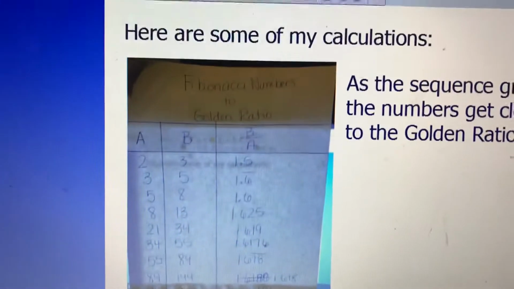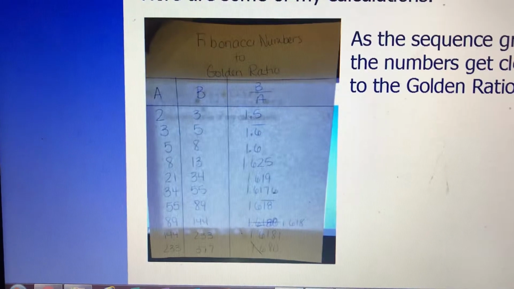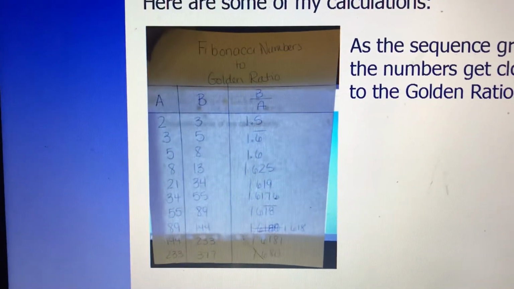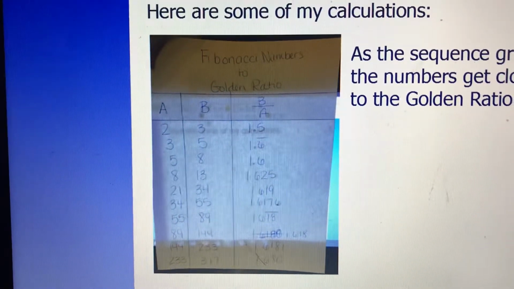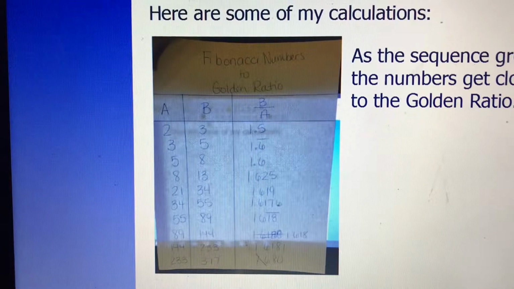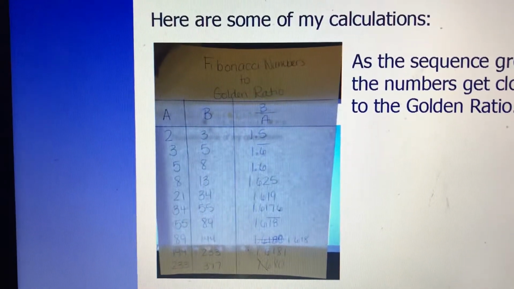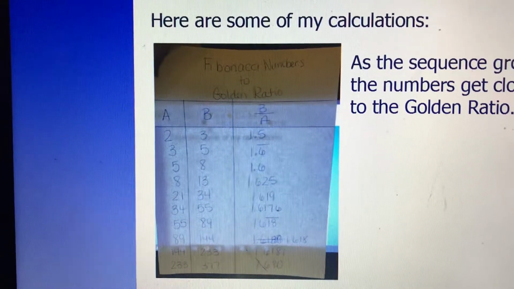So here are some of my calculations. I did the 2 and the 3. 3 divided by 5 is 1.6 repeating. 5 divided by 8 is 1.6. 8 divided by, I'm saying it backwards, I'm sorry. 5 divided by 3 is 1.6. 8 divided by 5 is 1.6. 13 divided by 8 is 1.625. 34 divided by 21 is 1.619.